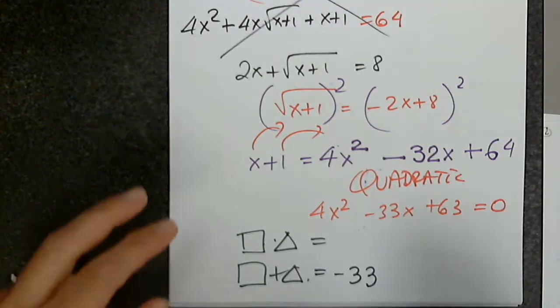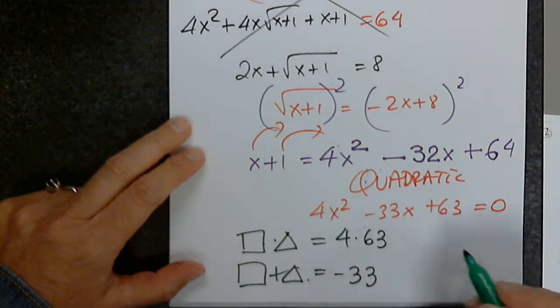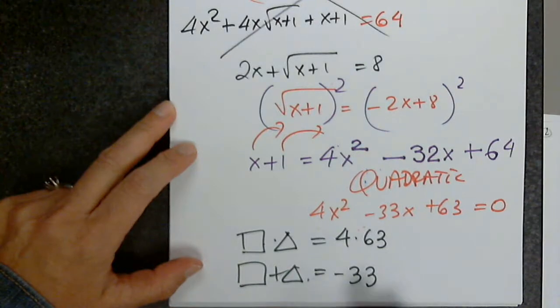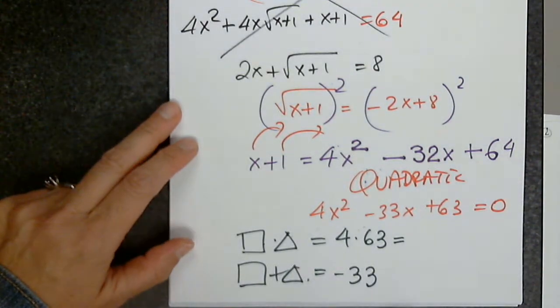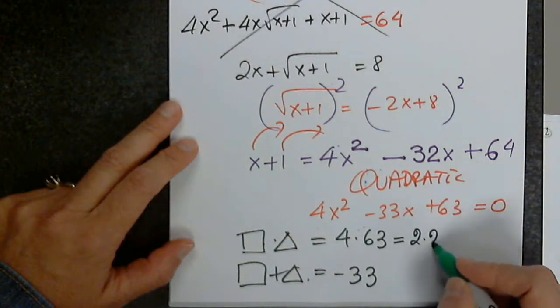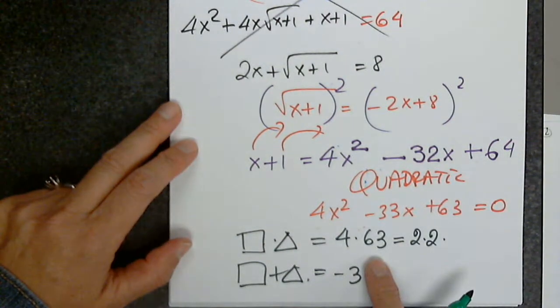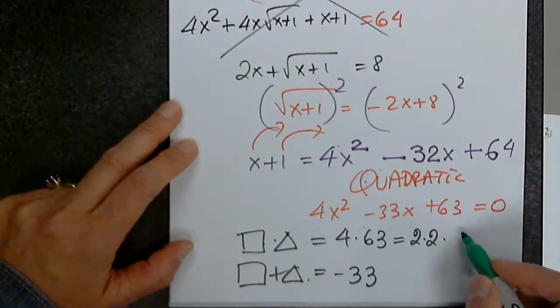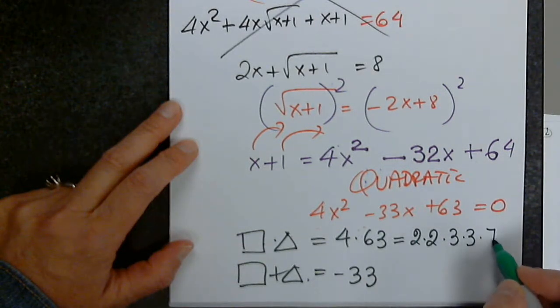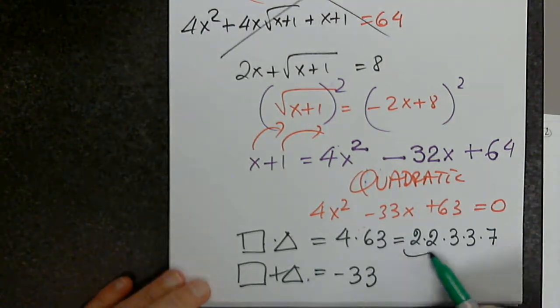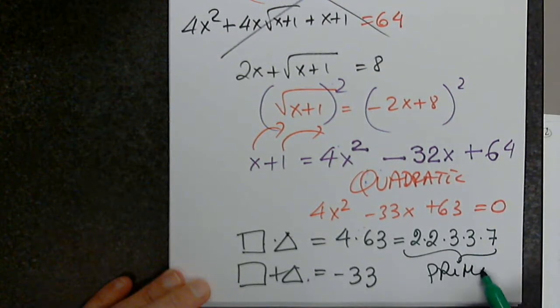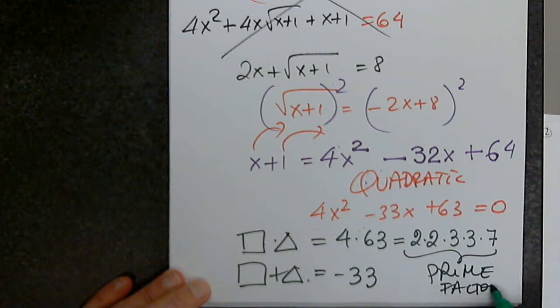This times this. 4 times 63. I recommend do not multiply those. I'd rather change them into prime factors. So this is 2 times 2. What is 63? It's 7 times 9, correct? But 9 is 3 and 3. So 3, 3, and 7. These are the prime factors. That's the key. Prime factors.